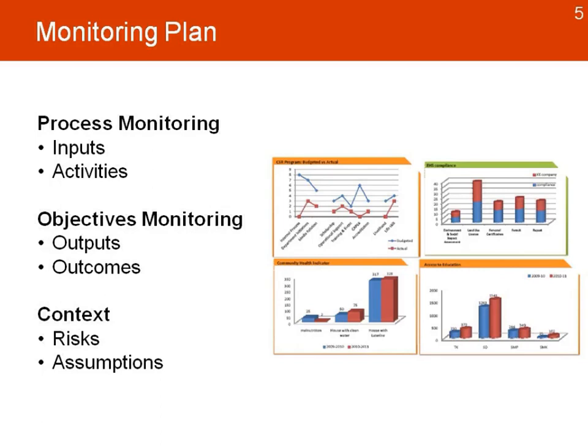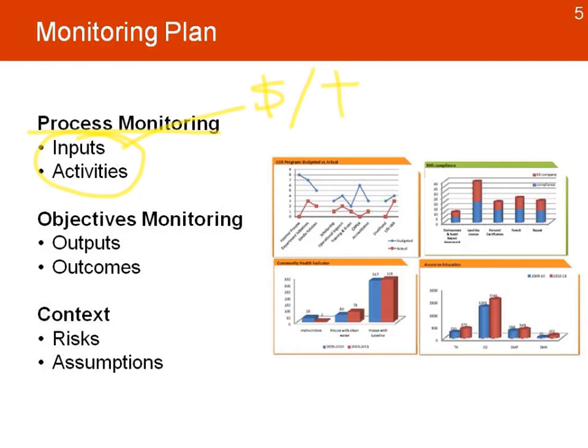There are 3 levels of monitoring that we have in our plan. Process monitoring. This relates to the lower levels, inputs and activities. Inputs are the funds and the time we use in the project, and the activities, all the activities designed by the project, and they're going to be consuming most of the day-to-day work the project does.